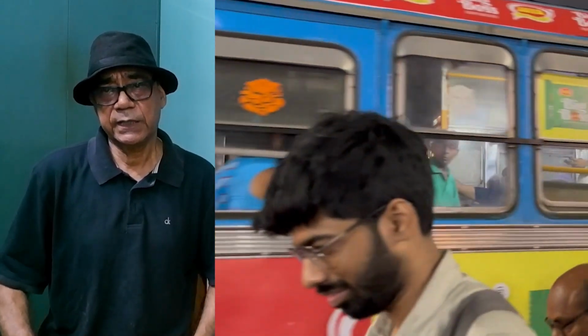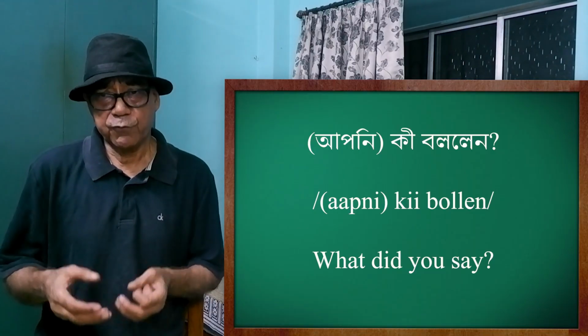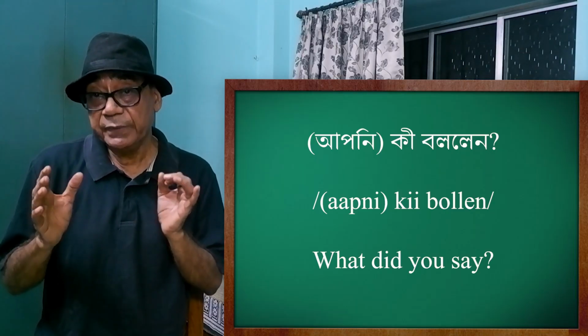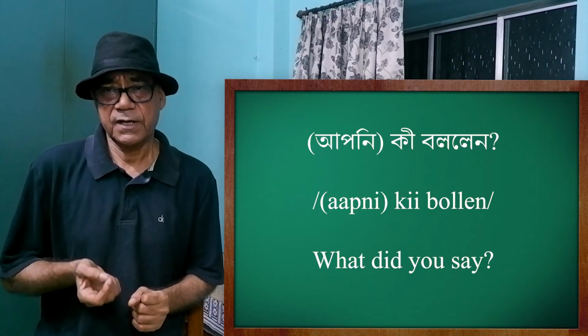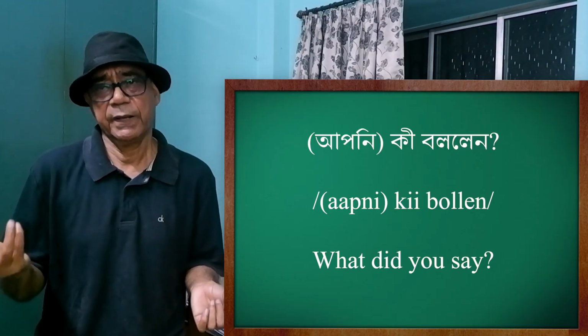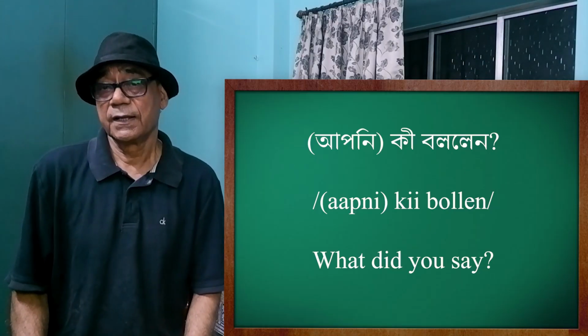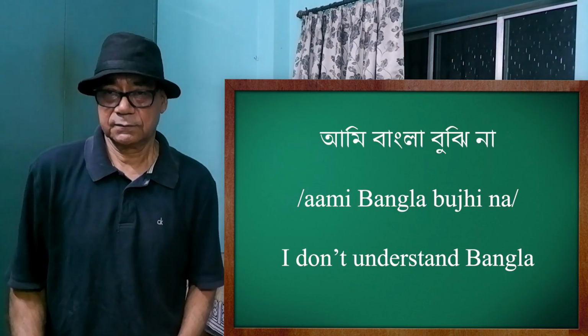Number 1, ki bollen? What did you say? This is a formal sentence. Ki bollen. Full sentence is apni ki bollen. But we Bengali people very often drop the subject pronoun because it is so obvious. Bollen, that means apni ki bollen. What did you say?